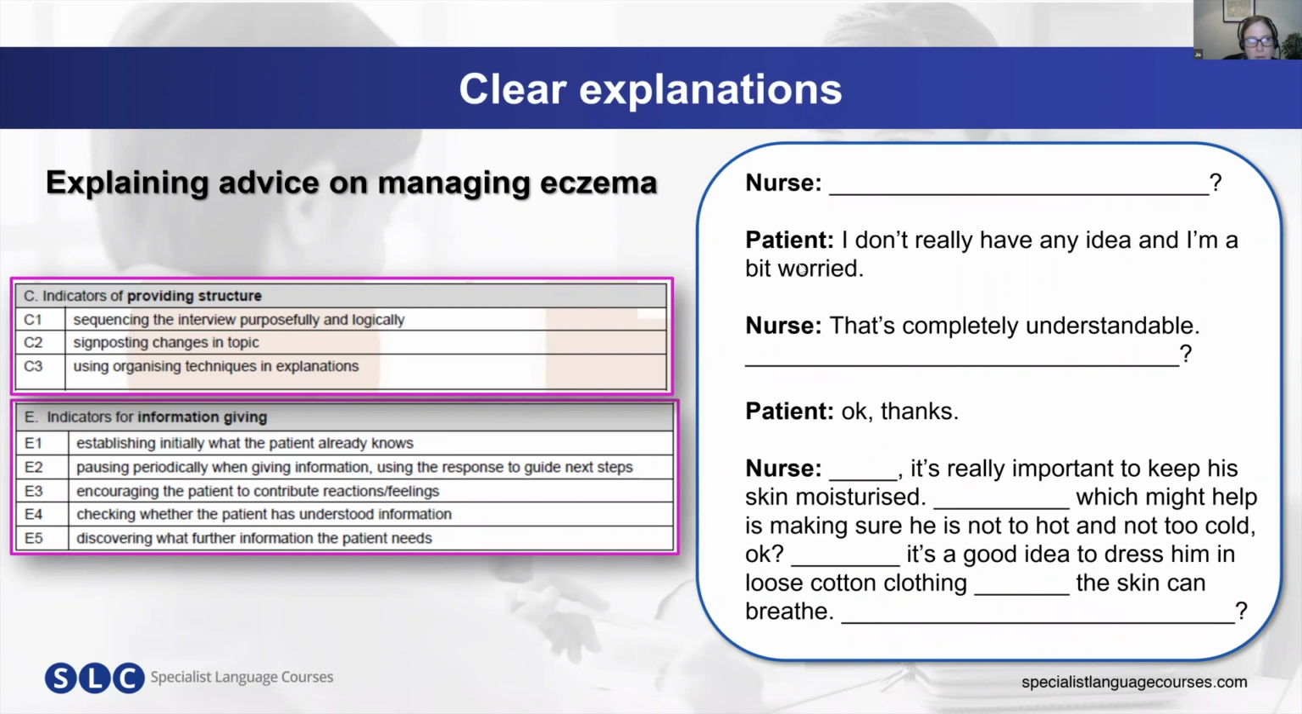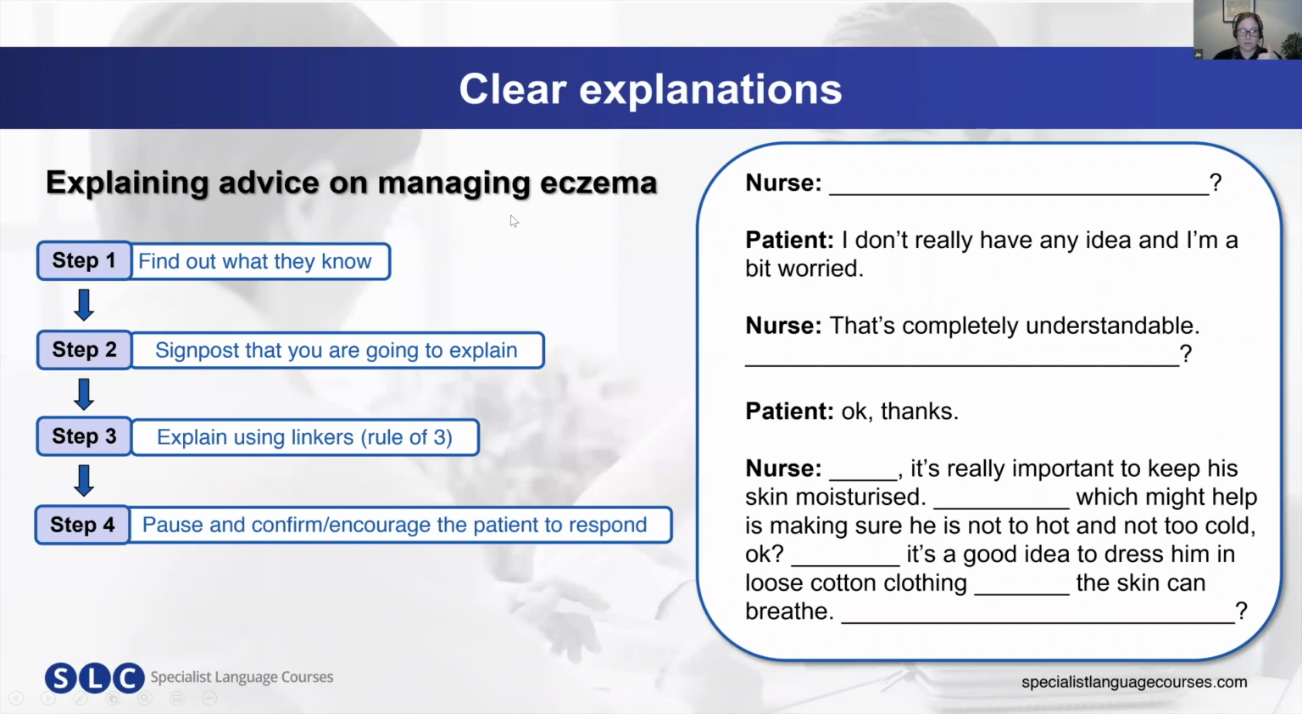Okay, so one thing you should do, Femi, is practice this. Actually pretend there's a patient in front of you. Signpost, rule of 3, pause and check. That's the key for any explanation. So if we go back to the steps just to review that: find out what they know, signpost, explain, pause and check.